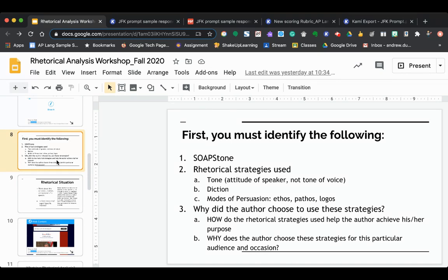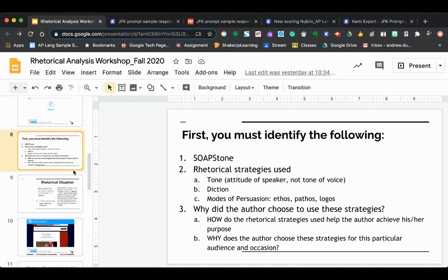Next, we must identify the following to be successful for rhetorical analysis. We worked on a SOAPSTone strategy last week. This strategy sets the context for the introduction of our analysis, where we introduce the speaker, the occasion, the audience, the purpose, the subject, and the tone that the author and speaker are trying to convey. Some of the main rhetorical strategies used are tone, the attitude of the speaker, not tone of voice. So it's the speaker's attitude.